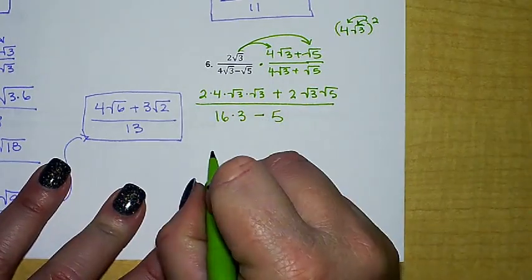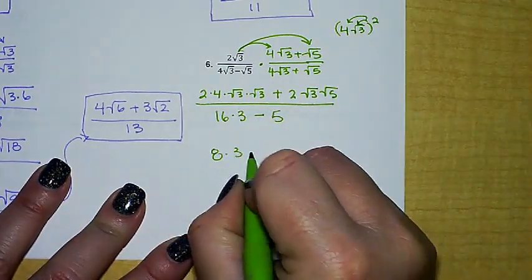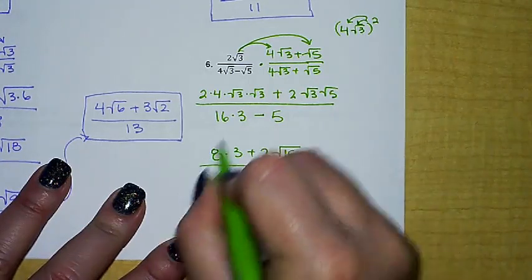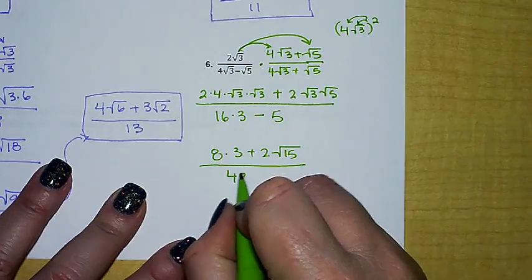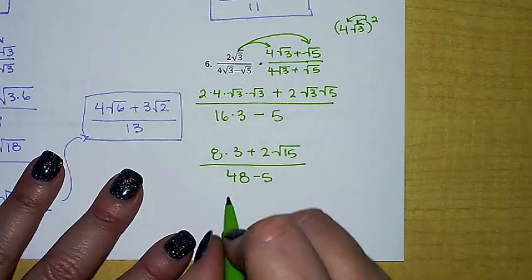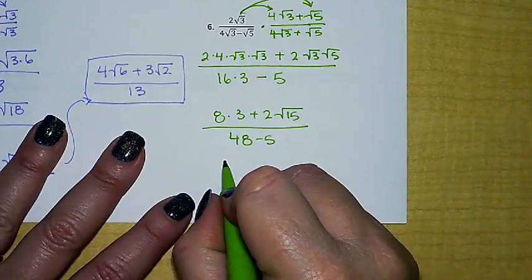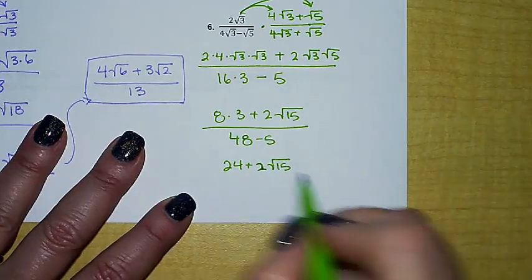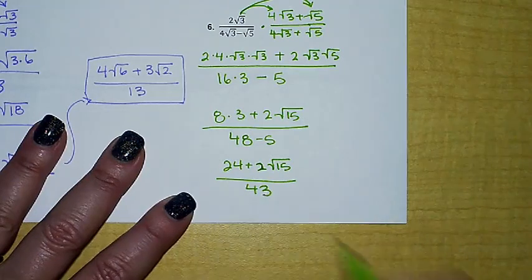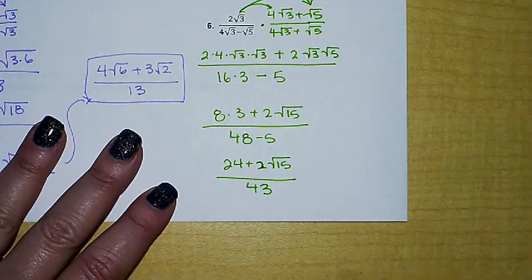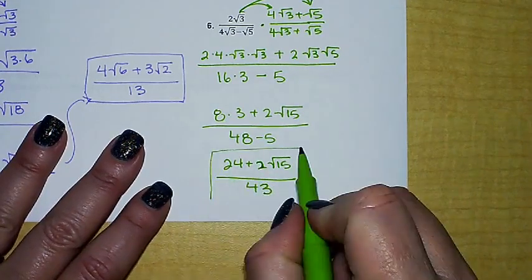So let's clean that up. 2 times 4 gives us 8 times 3 right there, then 2 times 15, and 16 times 3 is 48 minus 5. We have a little bit more to clean up. We have 8 times 3 is 24 plus 2 times the square root of 15 over 43. I can't do anything with this 15, and that is as simplified as we get.